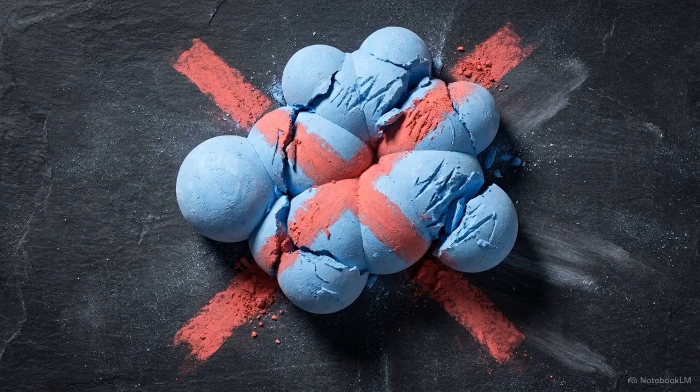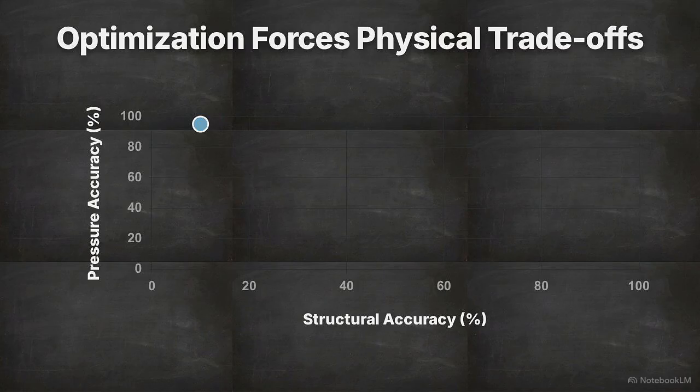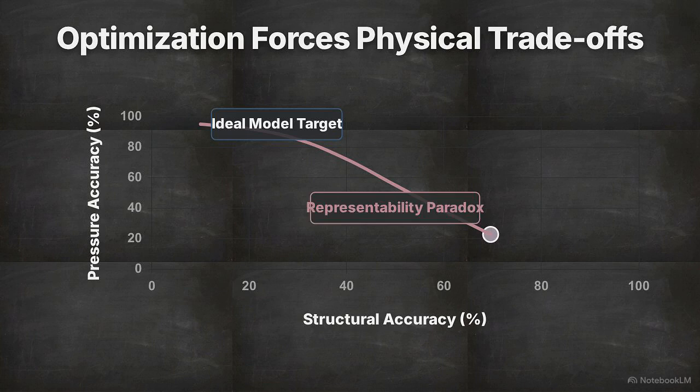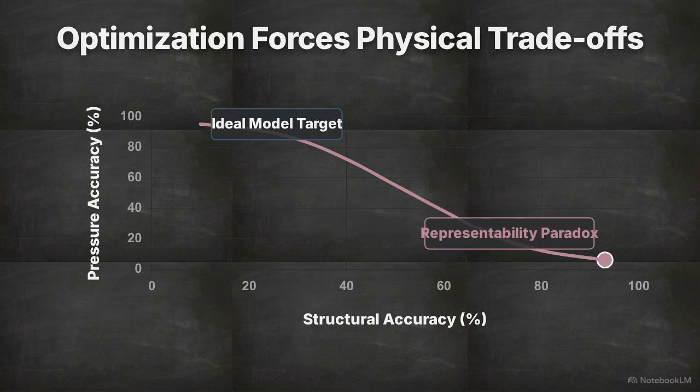But stripping away atomic resolution introduces a severe thermodynamic limitation known as the representability problem. This graph tracks the paradox. Because integrating out degrees of freedom removes intramolecular terms from the virial expression, a single model cannot perfectly reproduce both structure and pressure simultaneously. Optimize for structure, and your pressure accuracy falls apart.